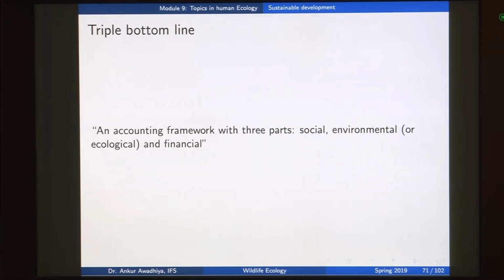And this profit and loss is not in terms of economics, but in terms of whether people are getting more and more empowered, whether people are able to get justice, whether people are able to get jobs, and so on.